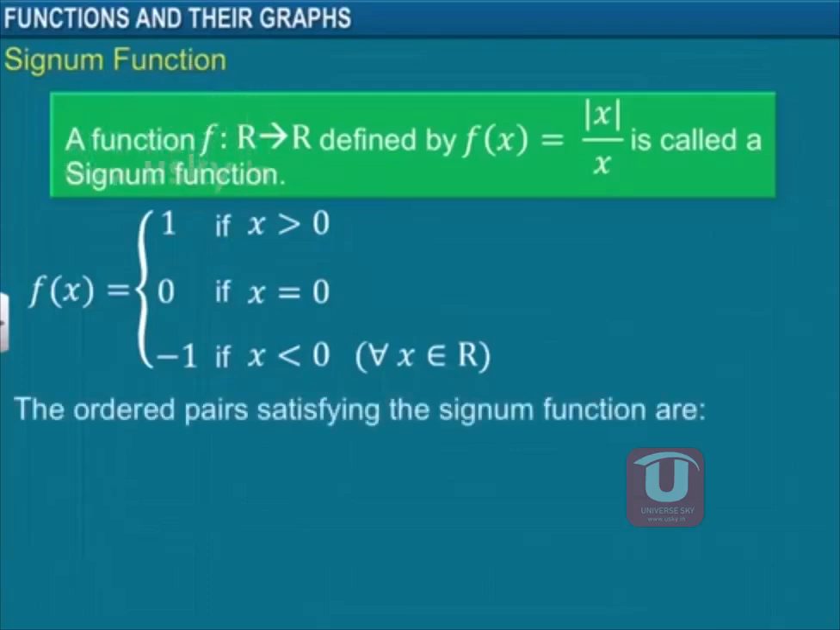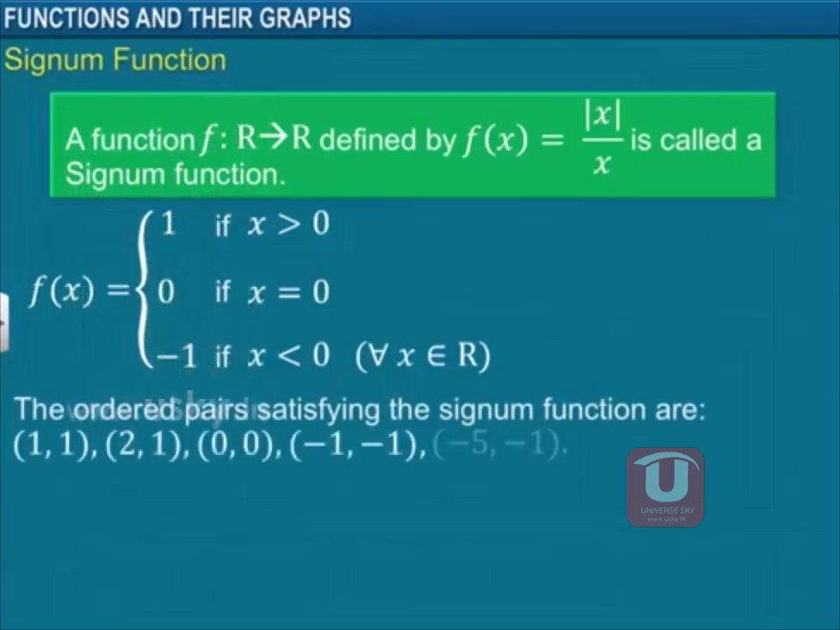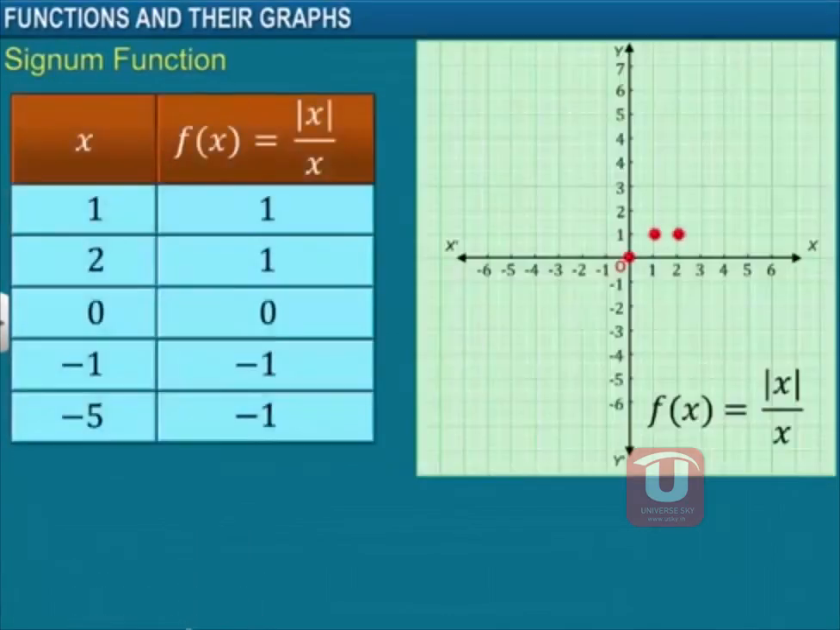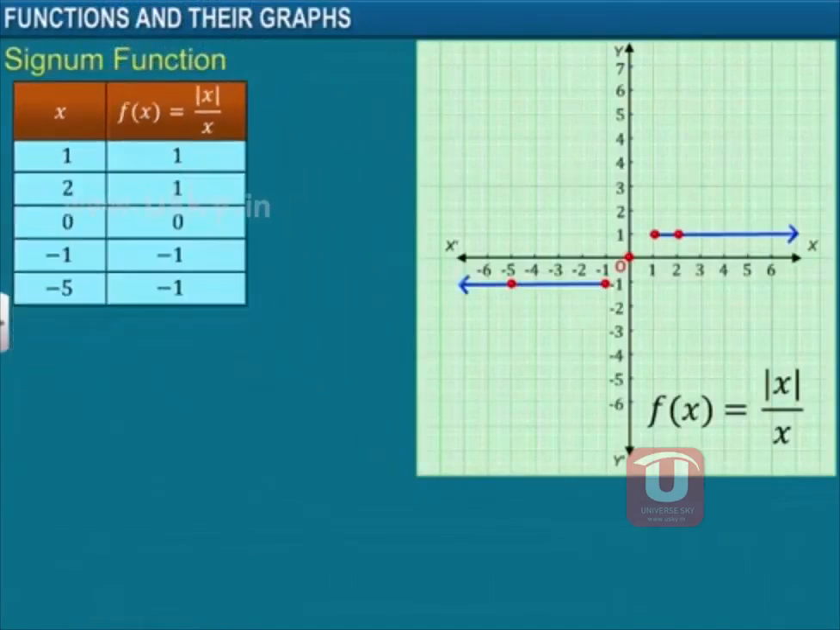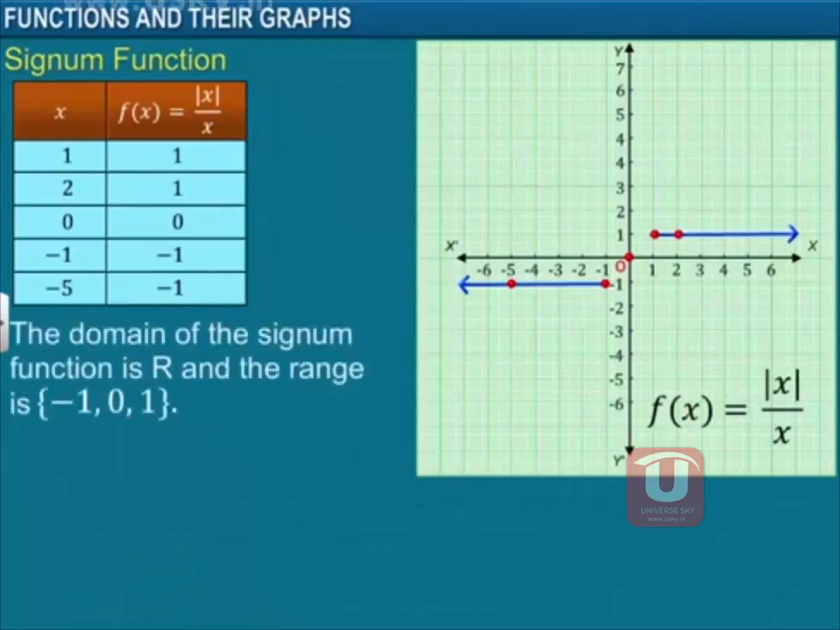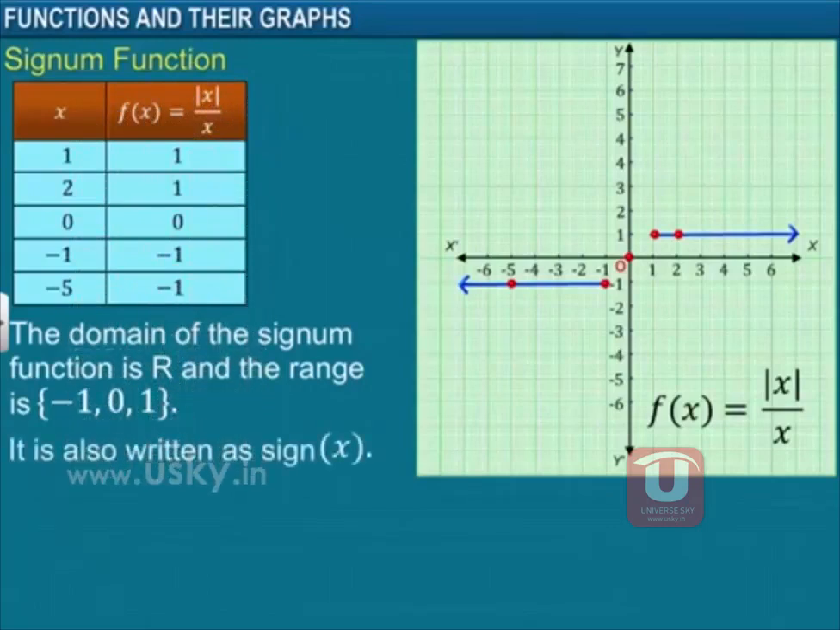Some ordered pairs satisfying the signum function are, on plotting these points on the Cartesian plane and then joining them, we get the graph of signum function f of x is equal to mod of x divided by x. The domain of a signum function is the set of real numbers, and the range is the set having the elements -1, 0, and 1. It is also written as sgn x.